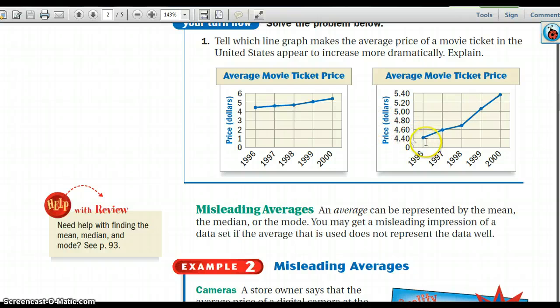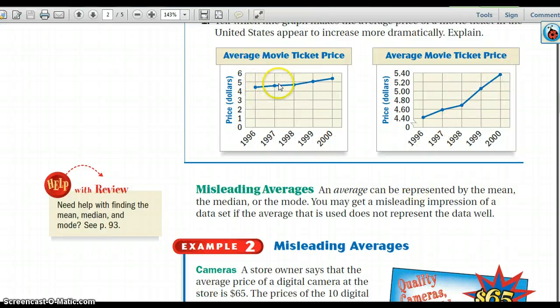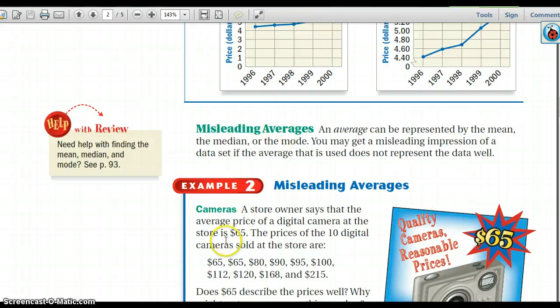So from 1996 to 1997, the price went up 20 cents. And then the next year, the price went up about 10 cents. And then from 1998 to 1999, the price went up from about $4.70 to $5, so a little over $5, so about 30 cents or so. And then from 1999 to 2000, it went from $5 to $5.40, so about 40 cents. So really over the course of time, from $4.40 to $5.40, the prices really increased $1 in about 5 years. So one is definitely giving us different information than the other one.